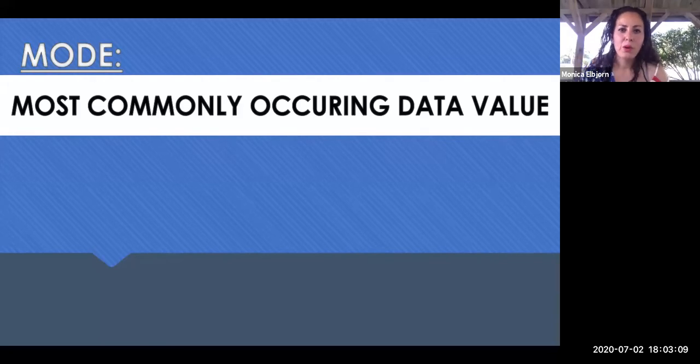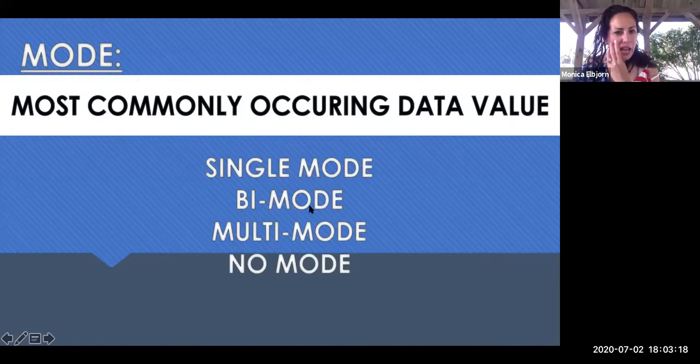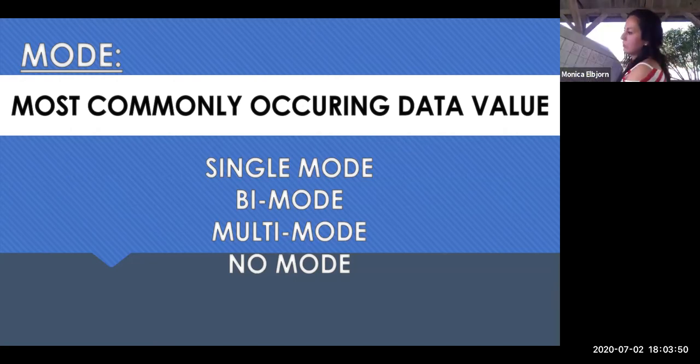So the mode is the most commonly occurring data value in a set. We could have a single mode, bi-mode, multi-mode, or no mode at all. A single mode is only one value, the most commonly occurring data value, that repeats itself. A bi-mode is two values that repeat the same number of times, a multi-mode is more than two, like 3 or 4, and no mode means no data value repeats.